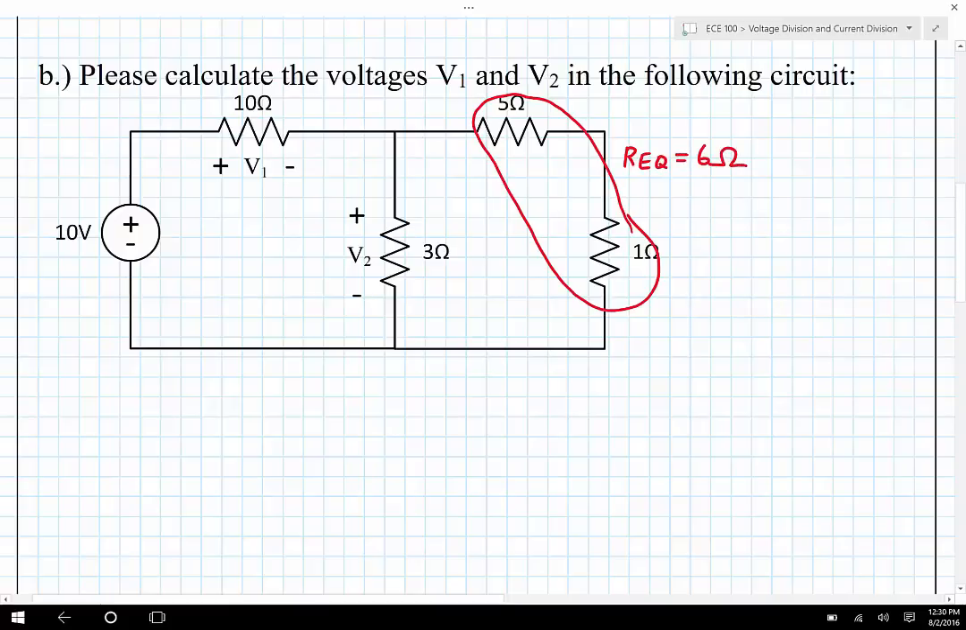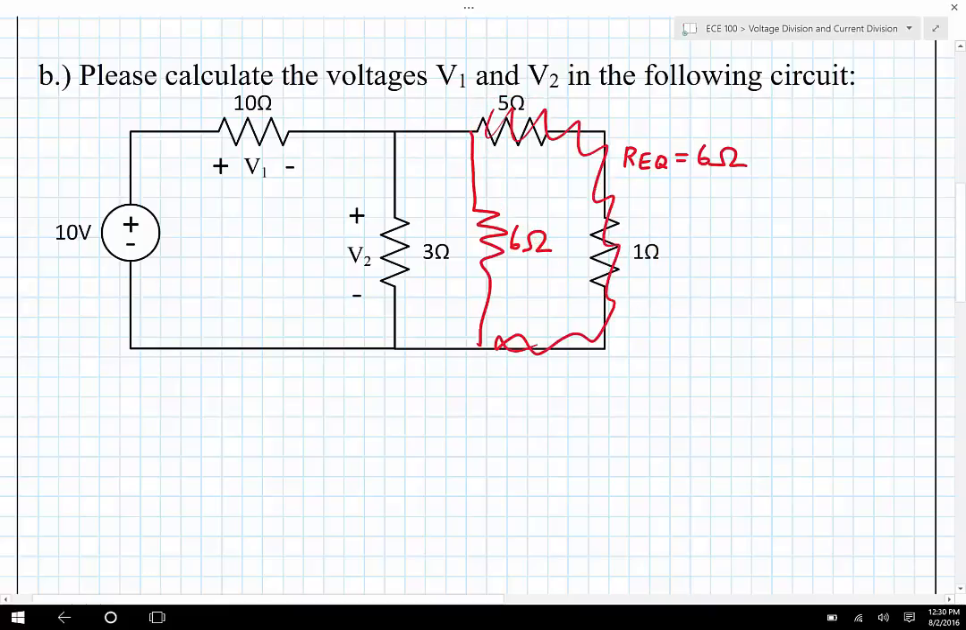So I could redraw the circuit, or I'm going to cheat here because space is limited, and I'm just going to sort of show what the 6 ohm resistor would look like right there. So I've now replaced all of that with a 6 ohm resistor. Now you can see that the 6 ohm resistor is in parallel with the 3 ohm resistor. So the equivalent resistance for those 2 is going to be, because there are only 2 of them, product over sum. 6 times 3 over 6 plus 3, that's 18 over 9. That will be 2 ohms.